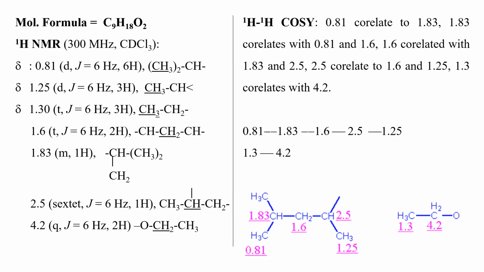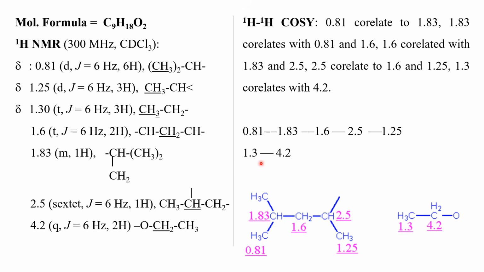Based on this data, the CH shows a multiplet because it is coupling with 3 plus 3 plus 2, total 8 hydrogen. So at 1.83, the signal appears as a multiplet. At 2.5, the signal is a sextet. So the neighboring carbon should carry total 5 hydrogen, as shown in a part of the structure.